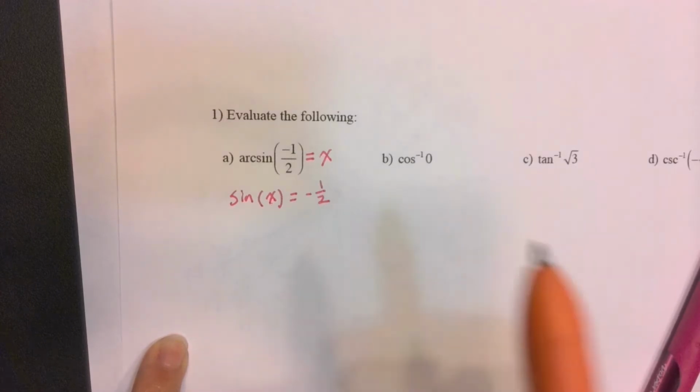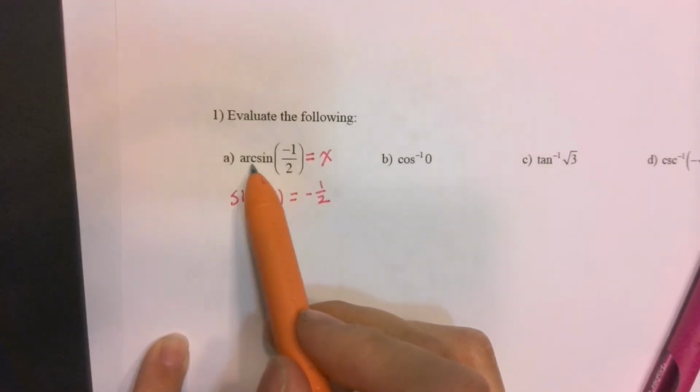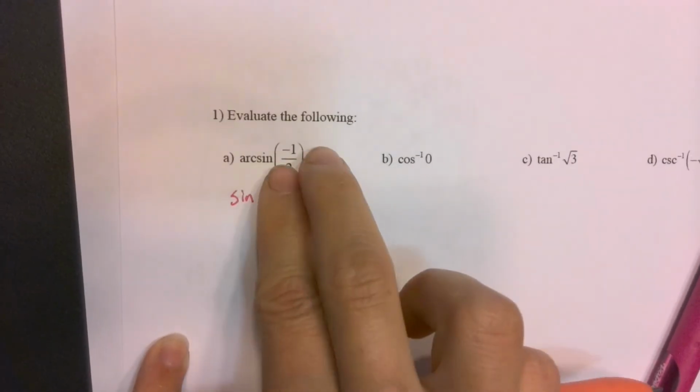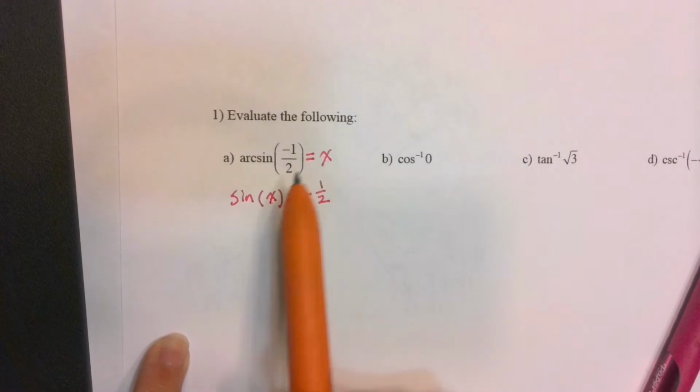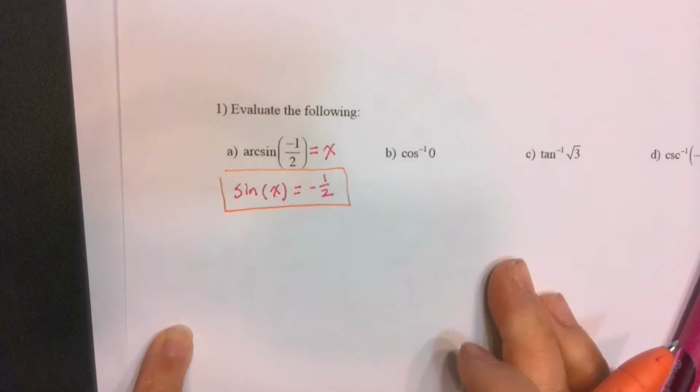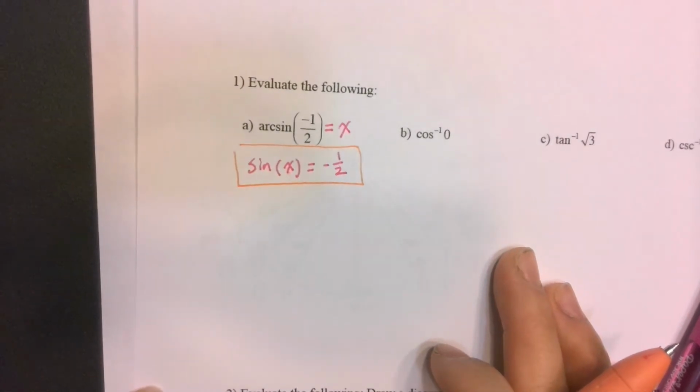Miss Major, can you do that one more time? Sure. What does arc sine mean? That means the inverse. So what if I put it back to the original sine by switching x and y? Notice the x goes over here and the -1/2 goes here. So that's what this problem is asking you to do. Are you guys good so far?